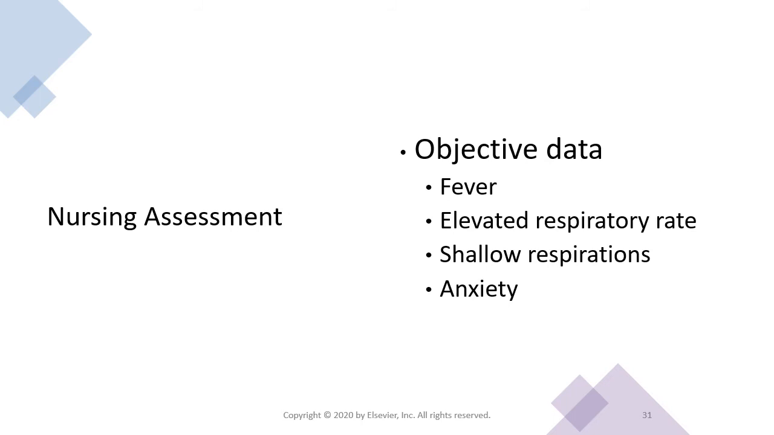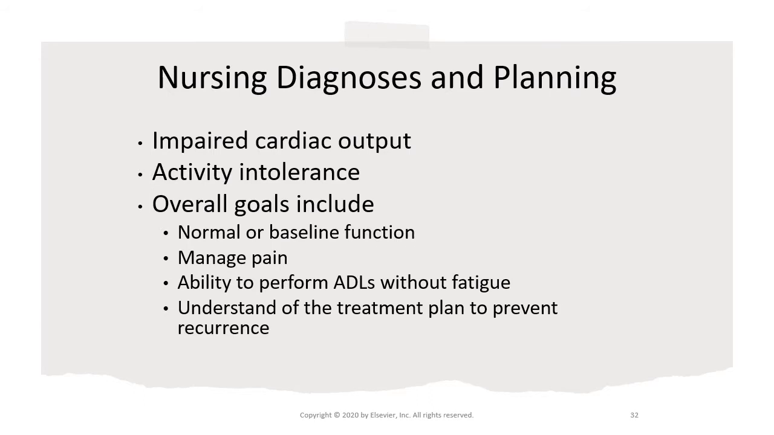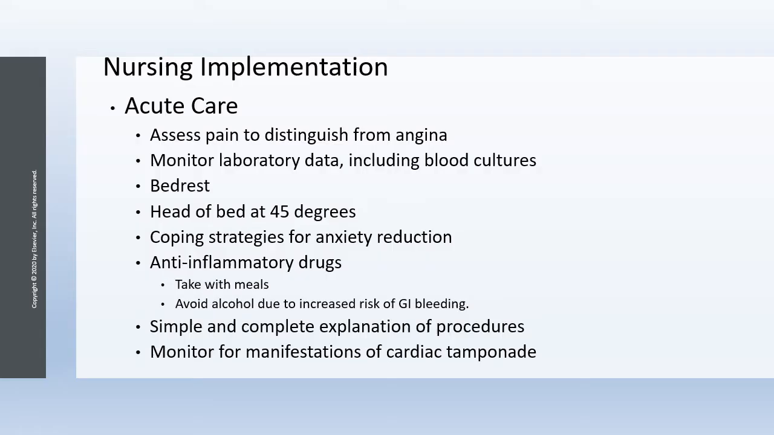Objective data include evaluating the patient's fever, looking at their respiratory rate and the work of breathing, and evaluating the patient's anxiety level. Nursing diagnoses and planning focus on impaired cardiac function and activity tolerance, with the goal of achieving and maintaining normal baseline functions, managing pain, and adhering to the treatment regimen.